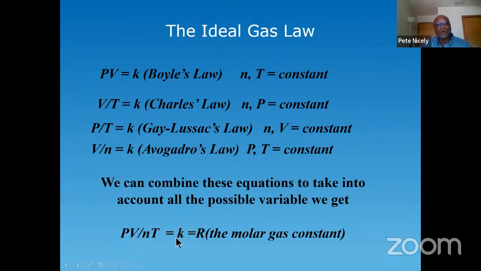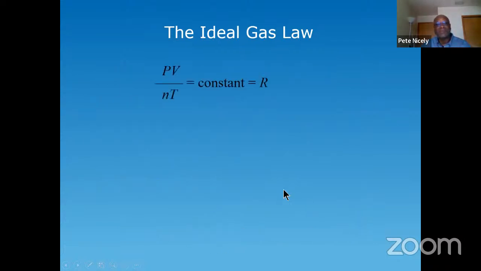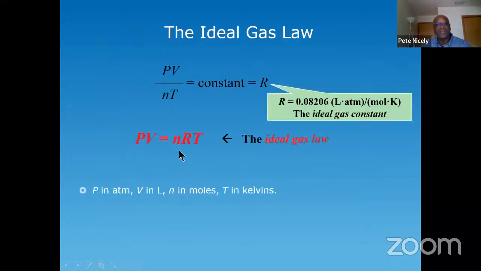PV divided by NT is equal to a constant, and that constant is given a special name, which is the molar gas constant, and a special symbol, which is R, all right? And in most textbooks, you'll see it expressed in this way. It's the same thing. PV is equal to nRT.